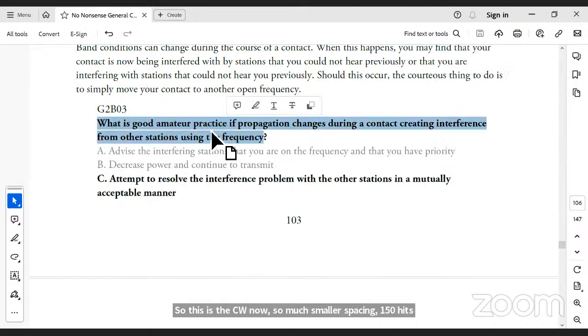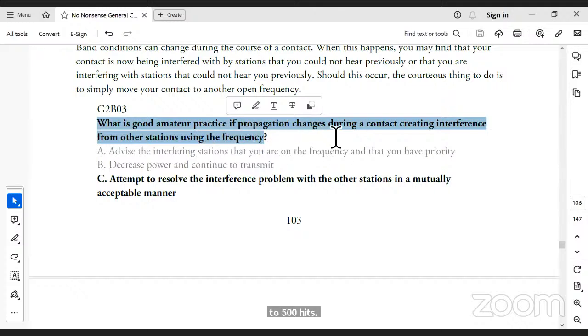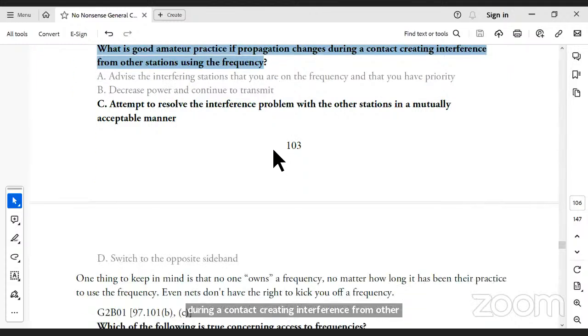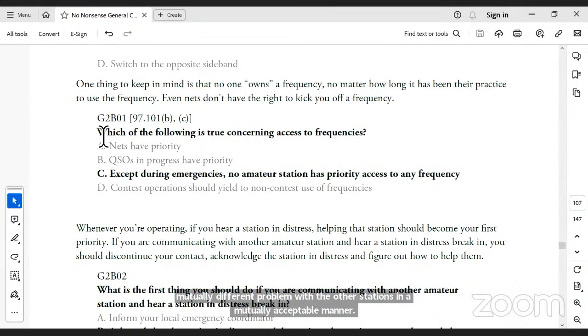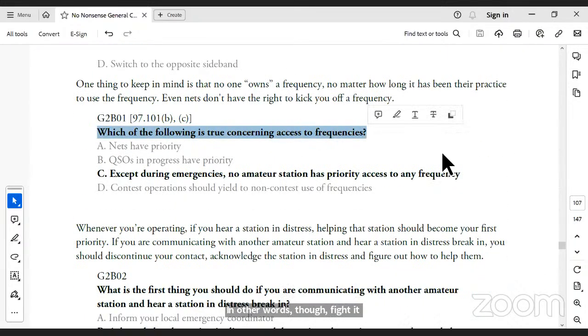What is good amateur practice if propagation changes during a contact, creating interference from other stations using the frequency? So remember we said it's important that we act courteously. The answer is attempt to resolve the interference problem with the other stations in a mutually acceptable manner. In other words, don't fight it down, don't argue and quarrel, right? Let's be nice.